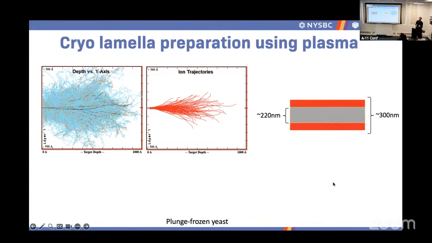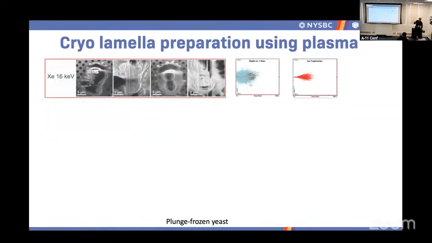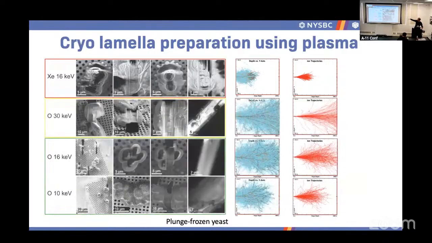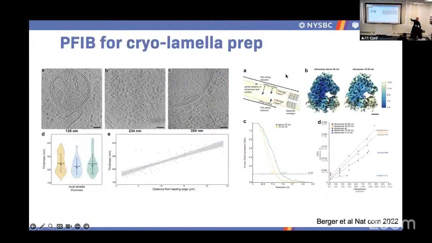So when you make a 300 nanometers lamella, you really have about 220 which are usable. The rest is going to be just damaged, and that damage is not useless. It's a stochastic damage. Depending on the acceleration and how light your atom is, it may render the sample completely unusable. 30 kV oxygen will make it completely unusable, or it will be restricted to the surface.